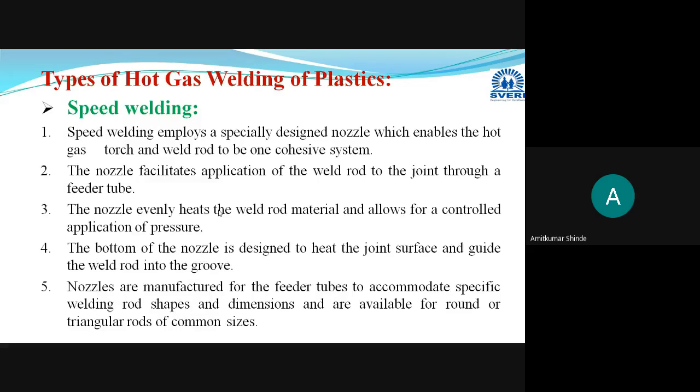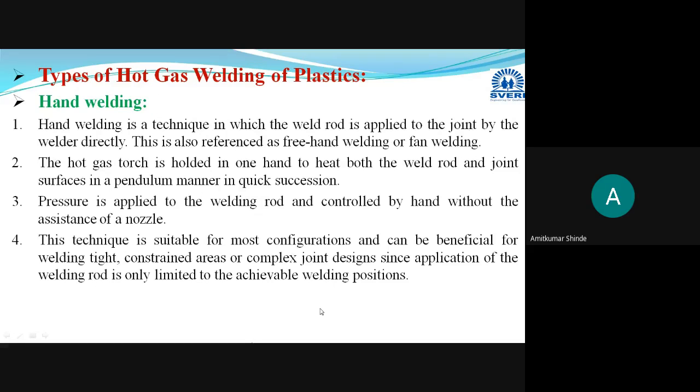These two types of hot gas welding are used, and I will explain them again. Hand welding is a technique in which the weld rod is applied to the joint by the welder directly. This method is also known as free hand welding, or fan welding. The hot gas torch is held in one hand to heat both the welding rod and the joint surface, as I have already explained, so that the weld gets created.